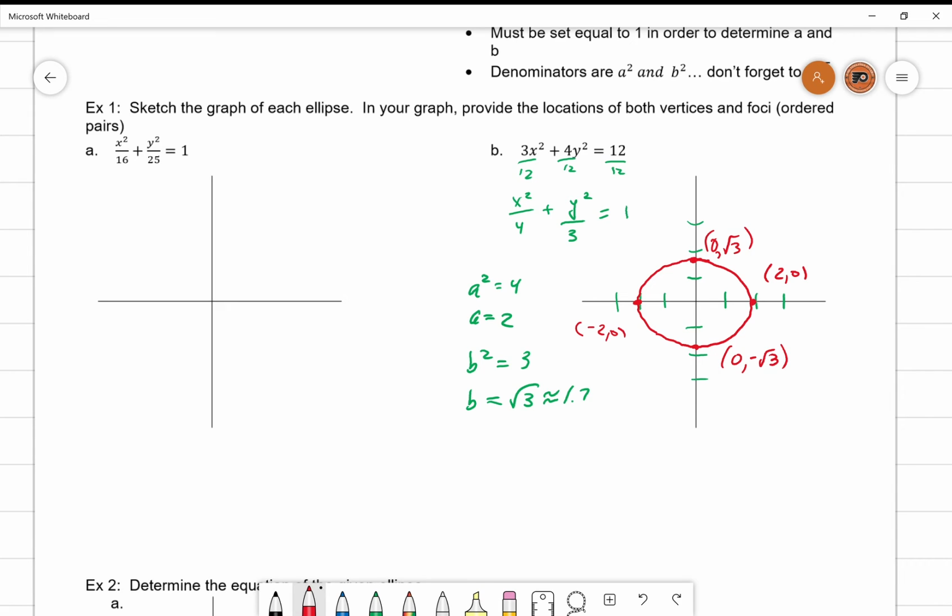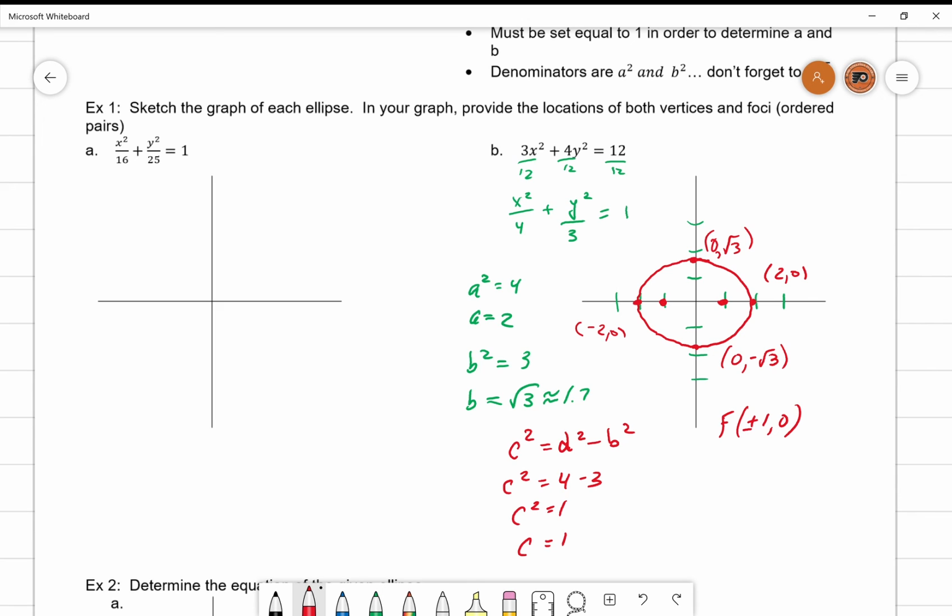Next up, we need to find our foci. To find our foci, we're using c squared equals a squared minus b squared. So c squared will equal 4 minus 3, and we get a value of 1. That's going to tell me the distance from the center to each of my foci. So go to the center, go to the right one, and go to the left one. So my 2 foci are at plus or minus 1, 0.